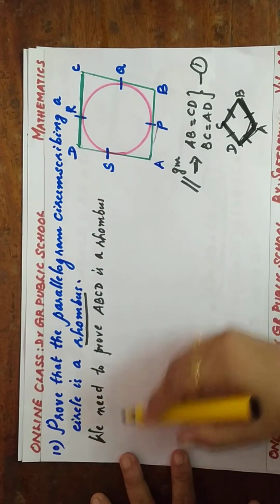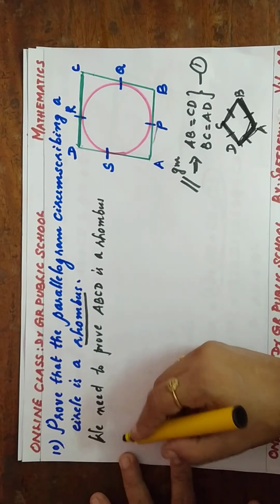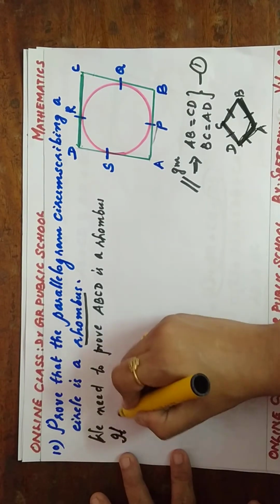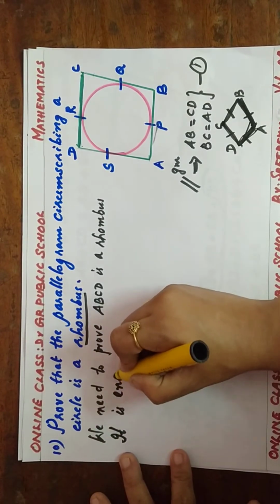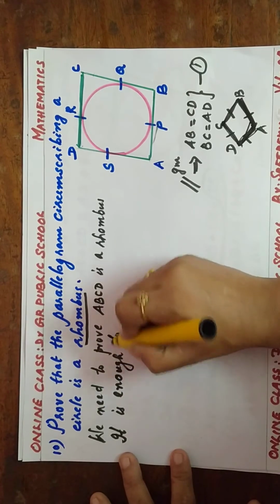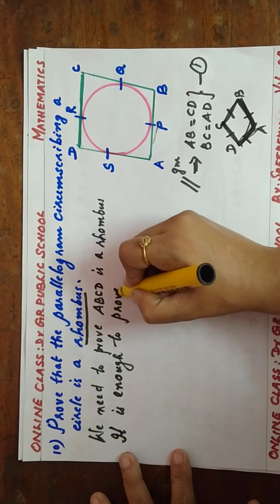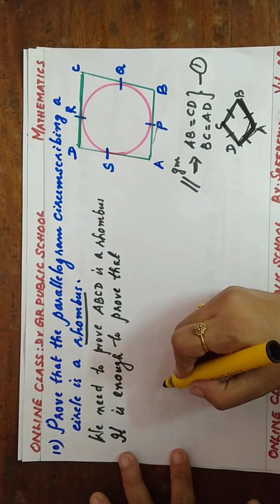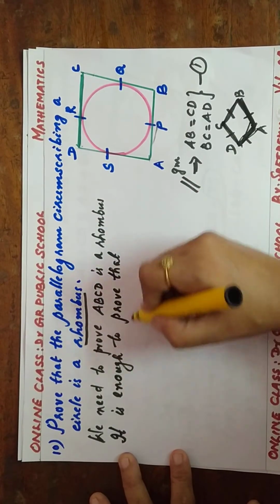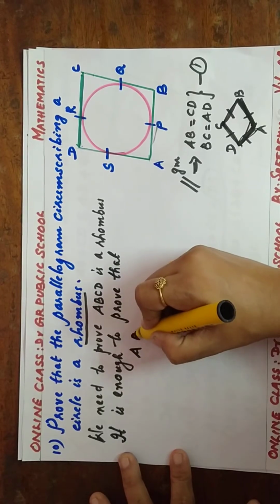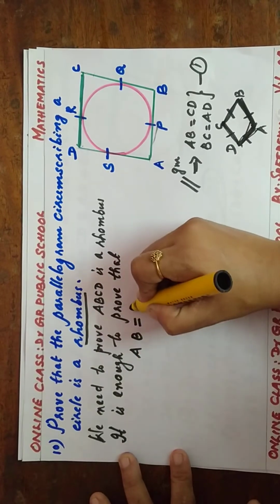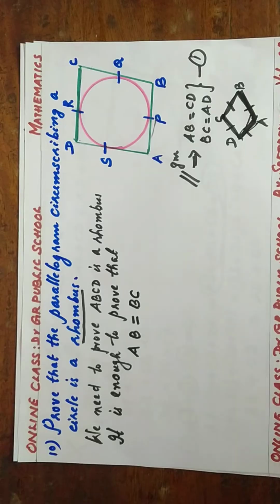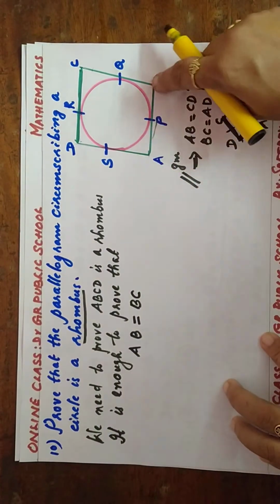ABCD is a rhombus. To prove ABCD is a rhombus, it is enough to prove that when two adjacent sides are equal. I am going to prove that AB equals BC. These are the two adjacent sides, AB equal to BC.